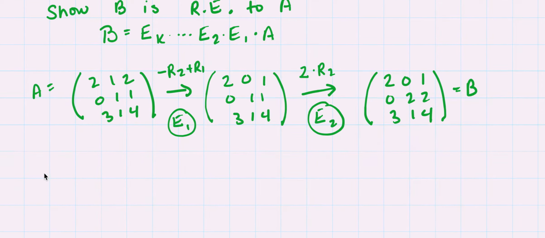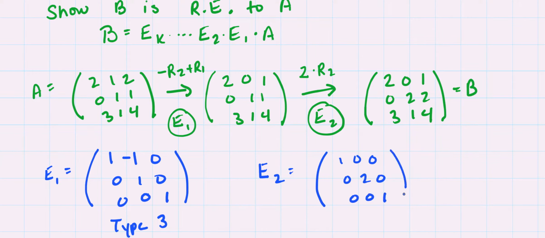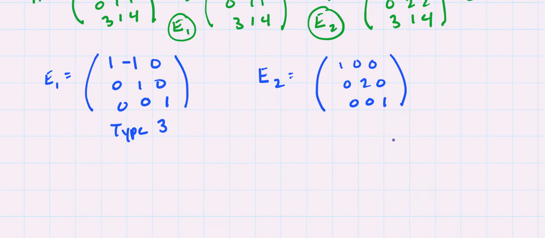And these elementary matrices, we can write them out. So E sub 1. We took row 2, we multiplied it by a negative and added it to row 1. This is going to correspond to a type 3 matrix. And we're going to have 1, negative 1, 0, 0, 1, 0, 0, 0, 1. So we took row 2, multiplied it by negative 1, and added it to row 1. And then E sub 2 is just 2 times row 2. So we have our 2 elementary matrices. And this one corresponds to a type 2 elementary matrix.